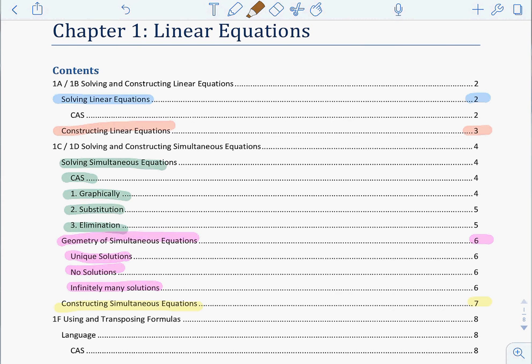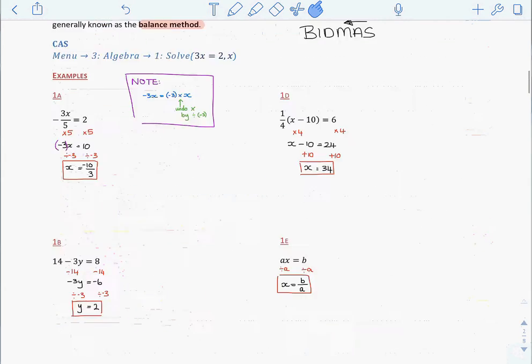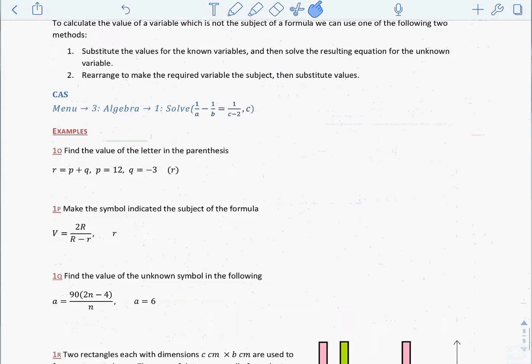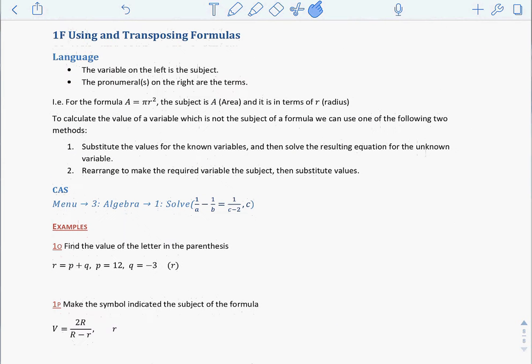In this tutorial we are going over using and transposing formulas, including looking at the language and looking at CAS for it. This will be done on page 8 of your notes. The language. We've got certain language and ways that questions are asked with formulas.